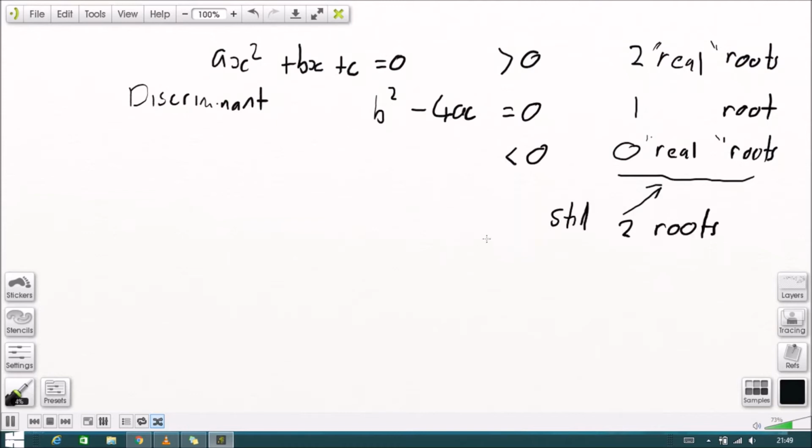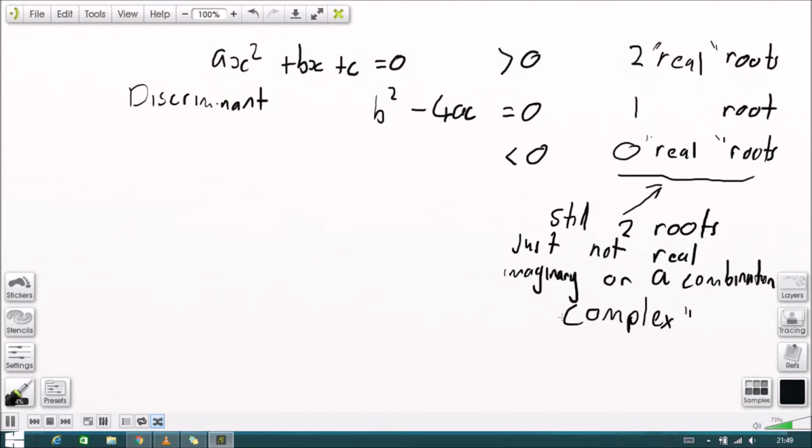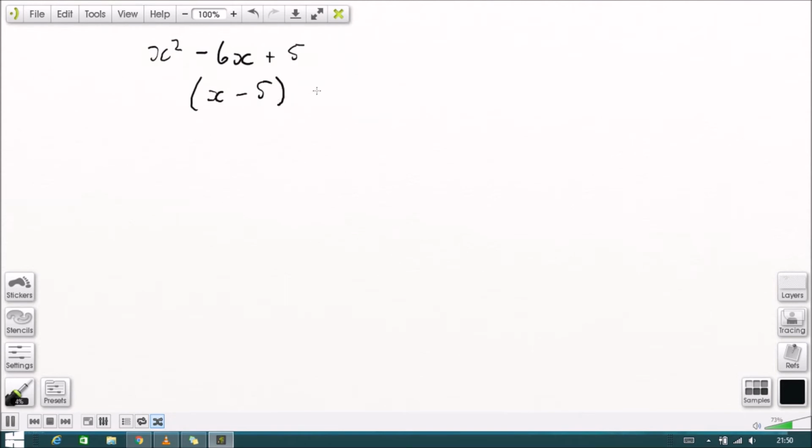They're just not real numbers. So they're not numbers that fall on that real number line that we started with. They're imaginary, or probably more often a combination of an imaginary and a real number, which we call a complex number. So for example, here's x squared minus 6x plus 5. We want to factorize that. We can factorize it like this, and that will give you b squared minus 4ac is greater than 0, so we get 2 real roots.